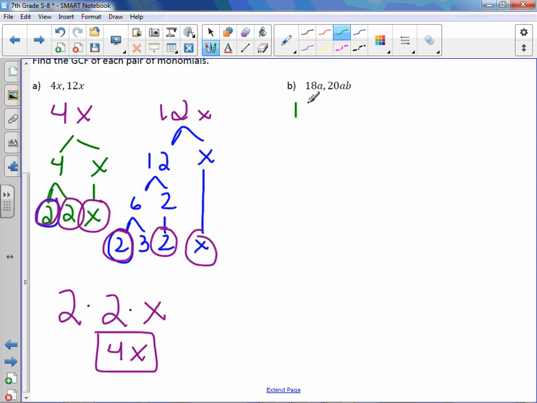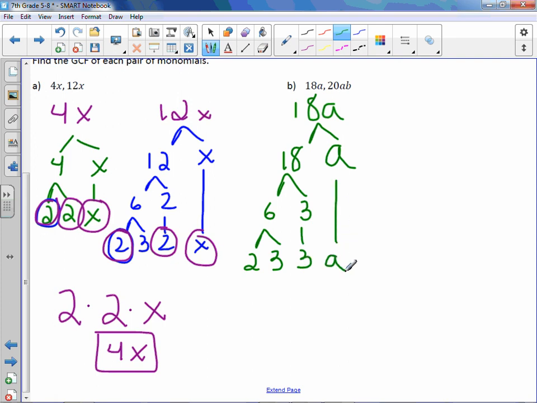Letter B, 18a can be broken down into 18 times a. 18 can be broken down into 6 and 3. 6 can be broken down into 2 and 3. Bring down that other 3, and a is by itself, so bring that down. Then we have 20ab, which is 20, a, b. It's okay to have more than 2 branches up there to begin with.